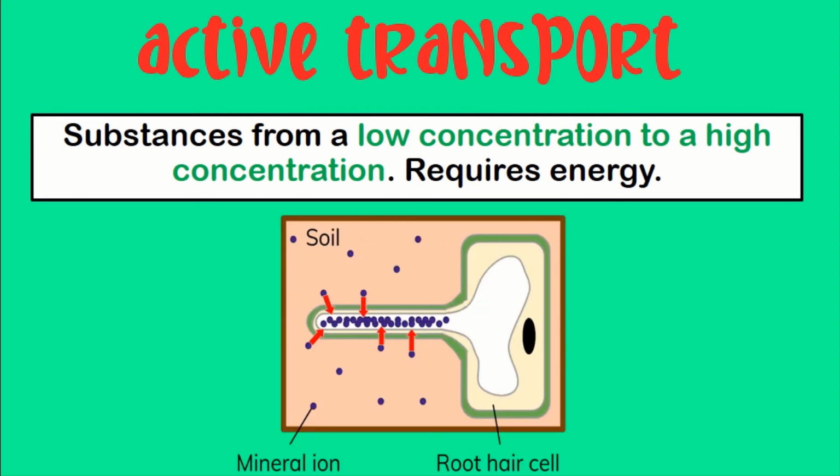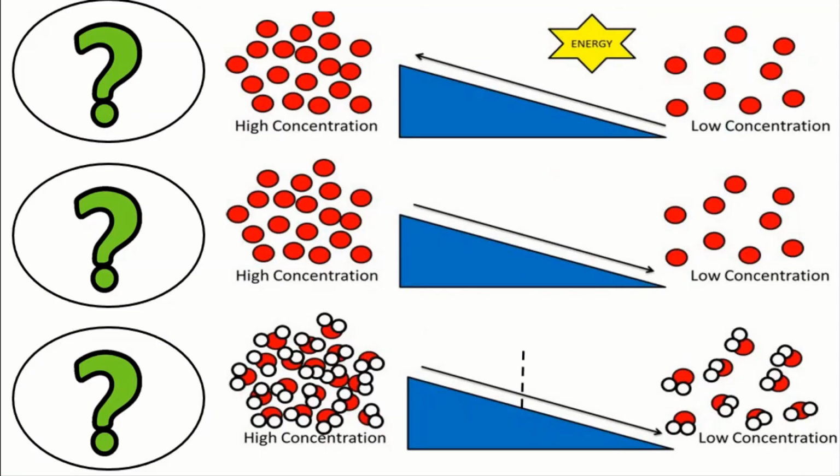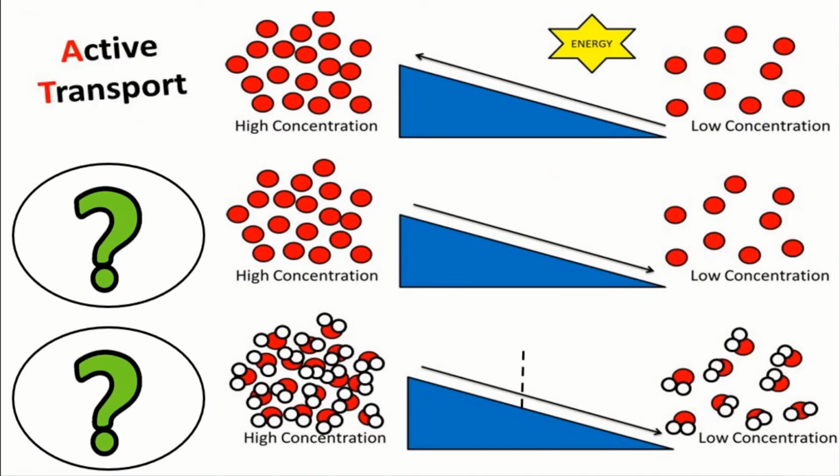Quick example for you, here's the roots of a plant. You can see it's got mineral ions, those purple dots, and it wants those, but they're already in a low concentration outside and a high concentration inside. So to make sure it can get them, it will use active transport to go from a low to high concentration.